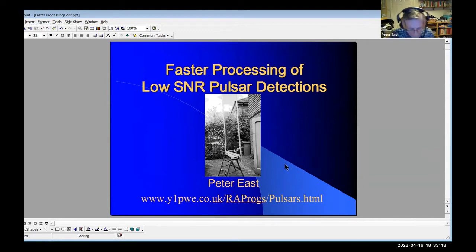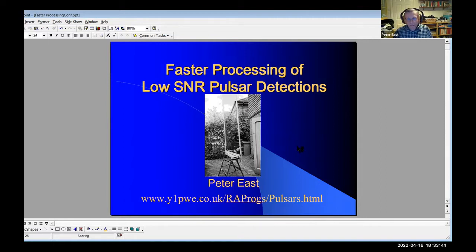Yeah. I'm using a pair of Yagis. So it's a small system, small aperture system, so I get very weak signals. And the work I've been doing at the moment is to develop this software so that I can analyze the data in a reasonable sort of time.